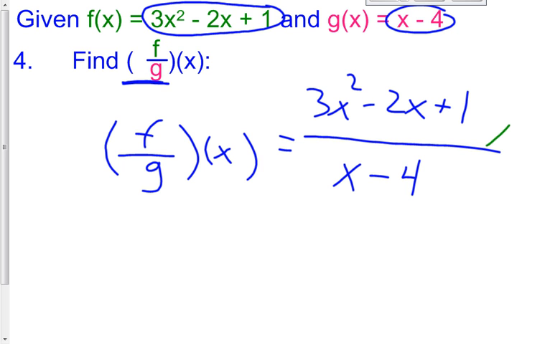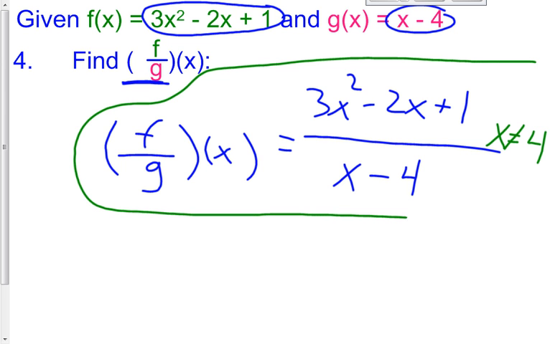So this is our answer, except x cannot equal 4. This is what I want you to answer on a test. Just put the numerator divided by the denominator and put what the denominator cannot be. X cannot equal 4 because the denominator cannot equal 0.